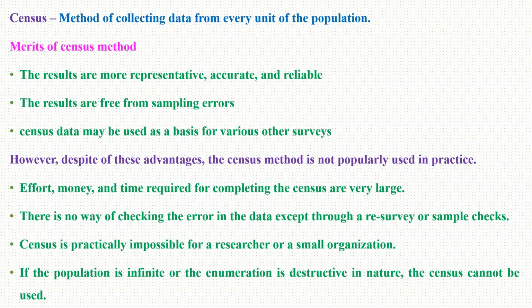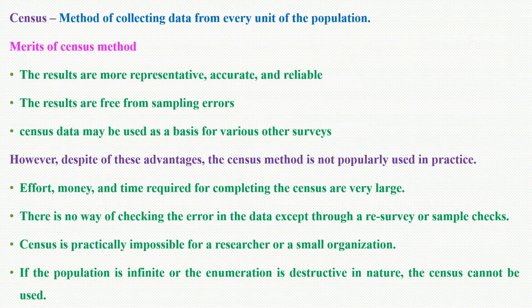Then first we will see the complete enumeration method, or census method. This is a 100% study. Census method means a 100% study: the method of collecting data from every unit of the population. The main advantage of this method is that the results are more representative, accurate, and reliable. Then the results are free from sampling error. Then the census data may be used as a basis for various other surveys.